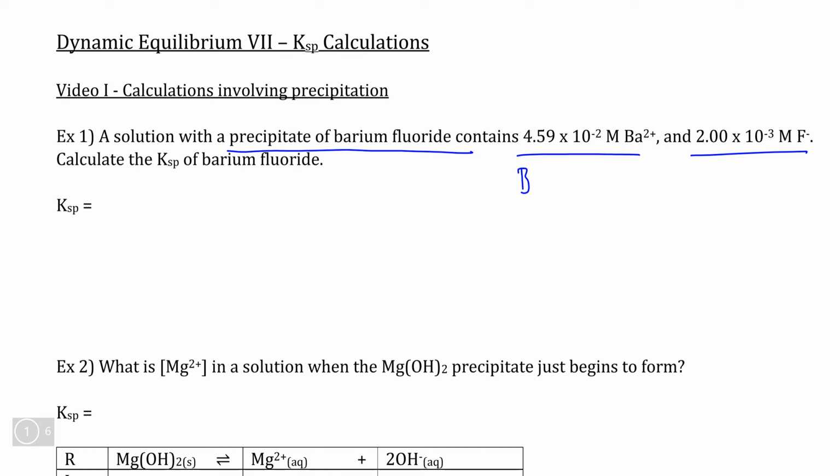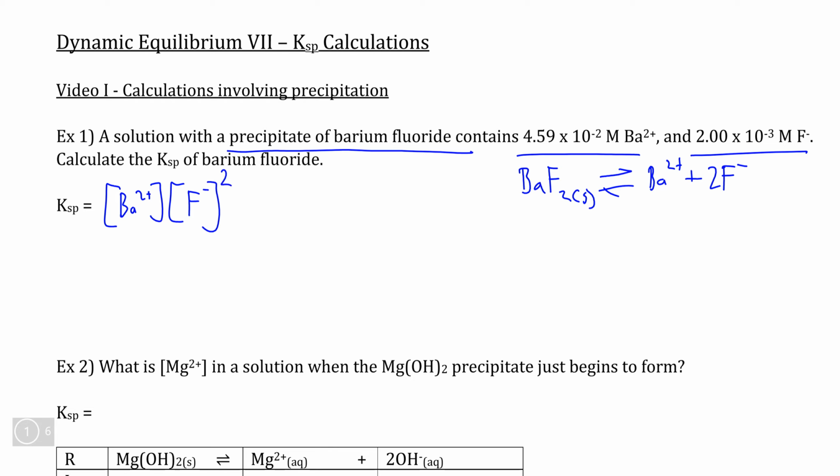formula is correct, and so we can write out our dissociation precipitation equilibrium with barium fluoride in equilibrium with one barium ion and two fluoride ions like this, meaning that our KSP formula is going to be the concentration of barium 2 plus times the concentration of fluoride squared, again compensating for the coefficient of 2 here.